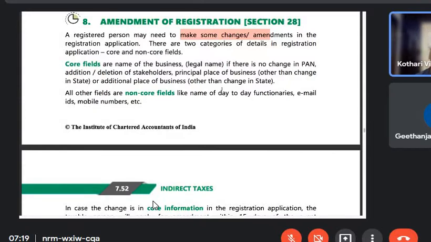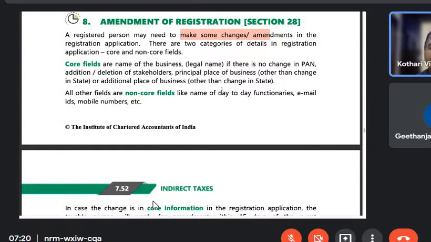Then addition or deletion of stakeholders. Now what do you mean by addition or deletion of stakeholders? Proprietary concern, only one person, so you need not do anything. But same way, if you see partnership concern, then there are partners. Partners may be added, partners may be removed. So whenever there is a partner addition made or whenever there is a partner deletion made, then that has to be updated in the GST portal also. So that is what is the addition or deletion of stakeholder.